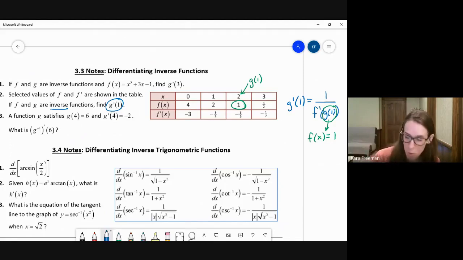So that's the hardest part with inverse functions, is kind of switching your brain to figure that out. Any questions there?